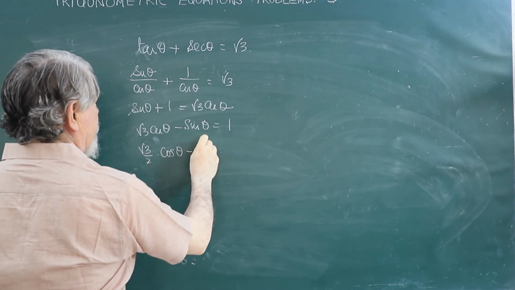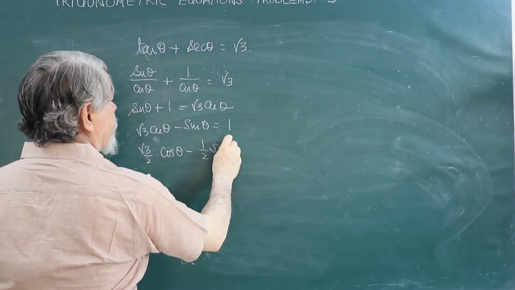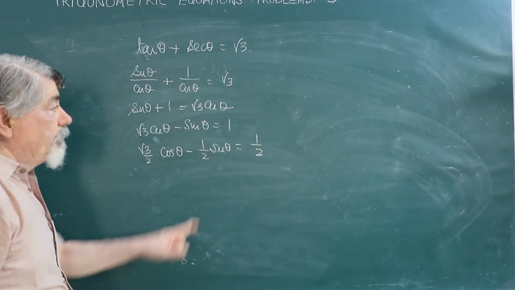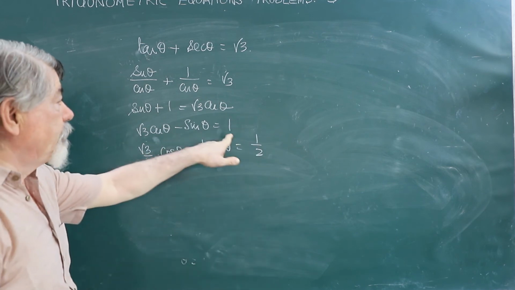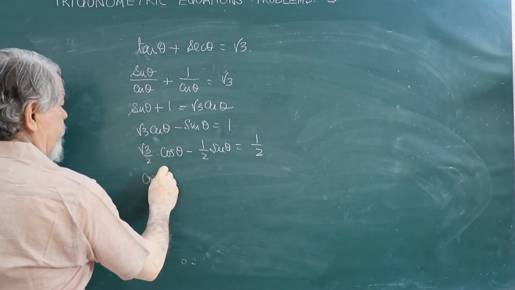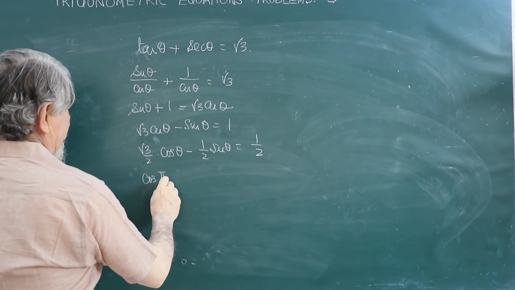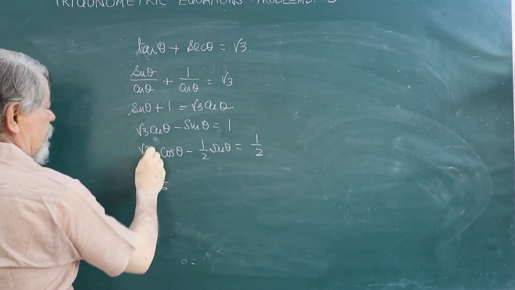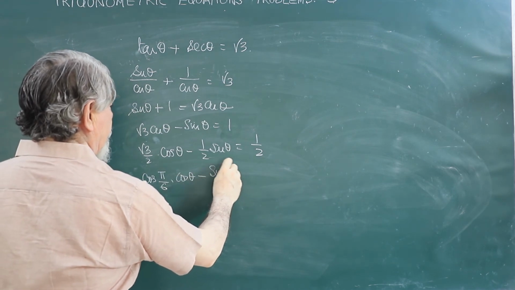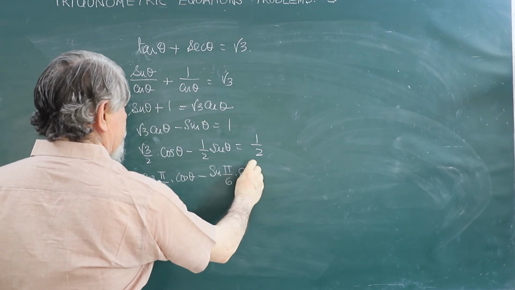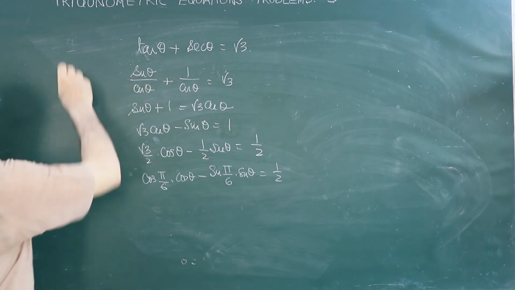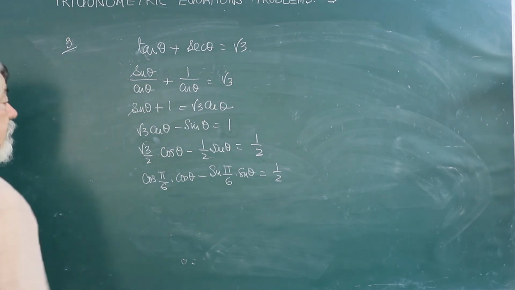We divided the whole equation, so we should have divided this also by 2. We did not divide it by 2, and that is why it finally came as 0. Now it is cos pi by 6, cos 30, cos theta minus sine pi by 6 sine theta is equal to 1 upon 2. We were writing 1, actually it is 1 upon 2. This is the correction of question number 3.